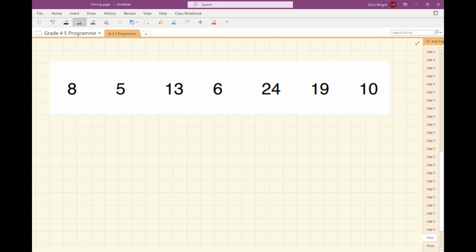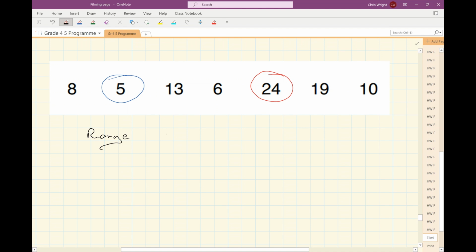Right, now I'm very much hoping that you didn't get an answer of 2, because yes, the first number and the last number are 2 apart. But to calculate the range, you have to start by identifying the highest number, which in this case is 24, and the lowest number, which in this case is 5. And it's the difference between those 2 numbers. Now, the difference between 5 and 24 is 19. But of course, if you wanted to show what you did, you would write 24 minus 5, the largest number, subtract the smallest number. The difference between those numbers is 19.